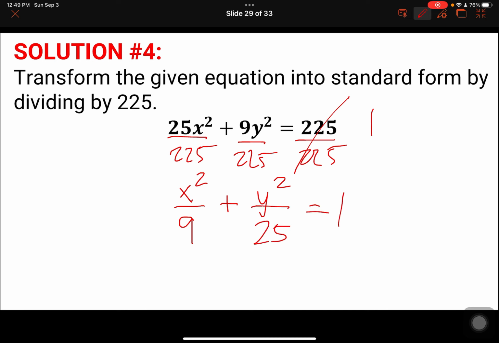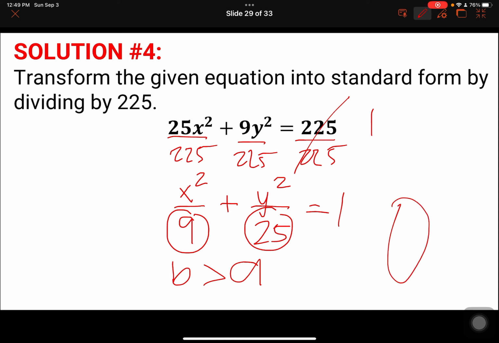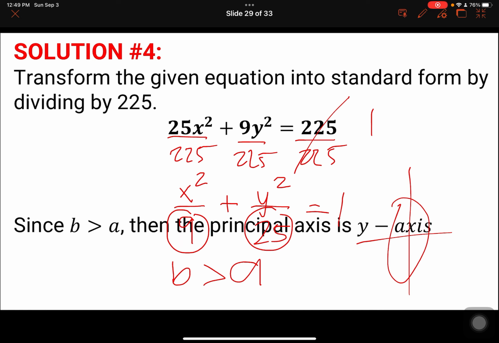And take note, si B mas malaki kay A. Therefore, mas malaki to, the value na ito, mas malaki kay A. Therefore, our ellipse is vertical. Pag ganyan yung ellipse natin. Okay? And since B is greater than A, the principal axis is y-axis.